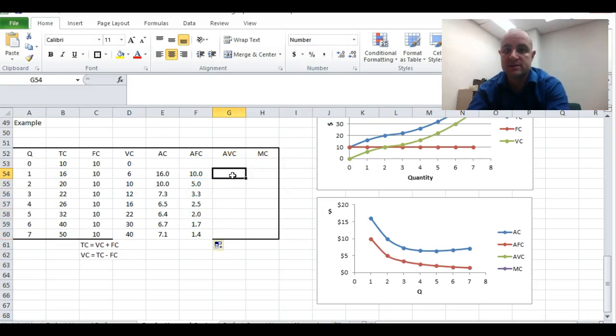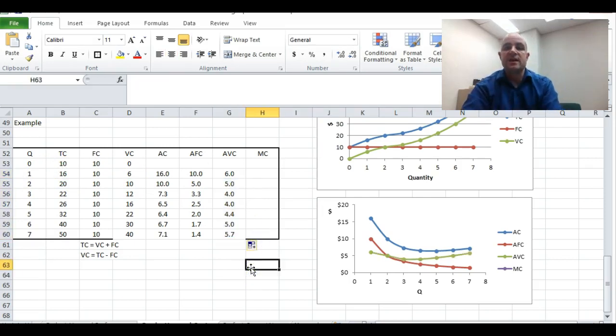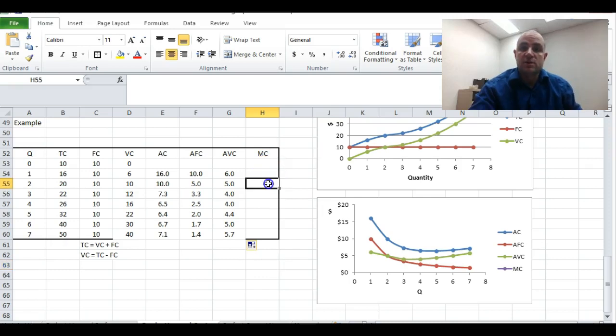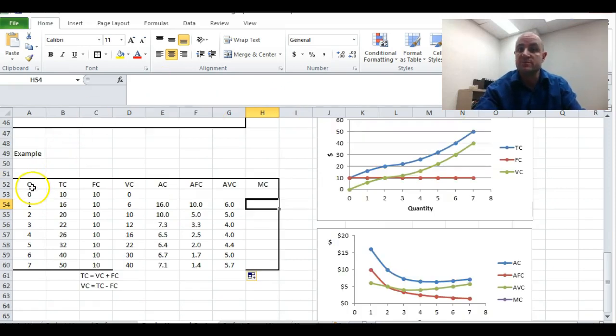Your average variable cost is going to equal your total variable cost divided by the quantity. All right, and finally, the marginal cost. Now again, the margin is not the average. So the marginal cost is going to equal your change in total cost divided by change in quantity. So again, when quantity goes from 0 to 1, cost goes from 10 to 16, so it goes up by 6.